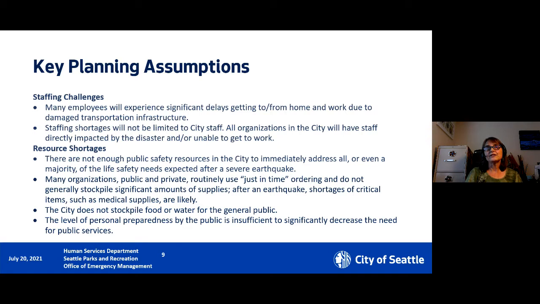Many organizations, public and private, routinely use just-in-time ordering and do not generally stockpile significant amounts of supplies. After an earthquake, shortages of critical items such as medical supplies are likely. And the city does not stockpile food or water for the general public. Additionally, the level of personal preparedness by the public is insufficient to significantly decrease the need for public services.